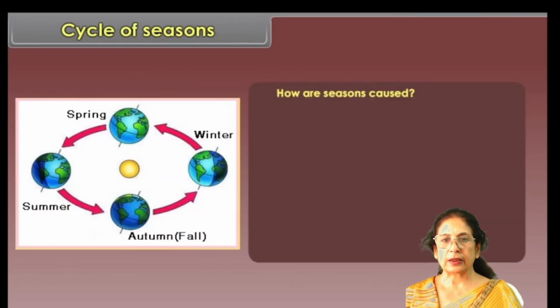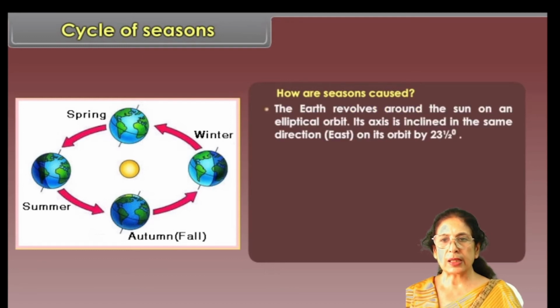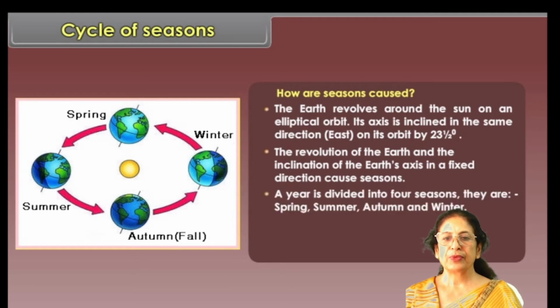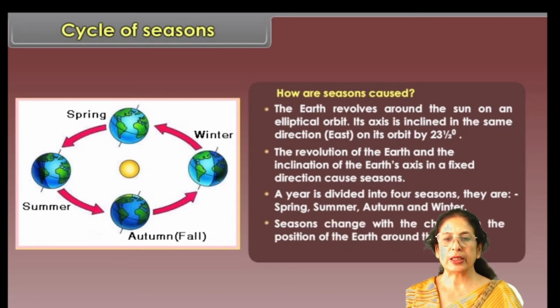Cycle of seasons. Now, how are seasons caused? The earth revolves around the sun on an elliptical orbit. Its axis is inclined in the same direction, that is east, on its orbit by 23.5 degrees. The revolution of the earth and the inclination of the earth's axis in a fixed direction cause seasons. A year is divided into 4 seasons. They are spring, summer, autumn and winter. Seasons change with the change in the position of the earth around the sun.